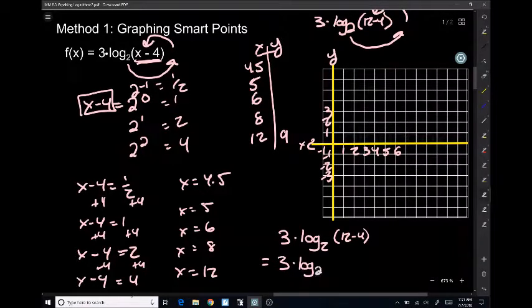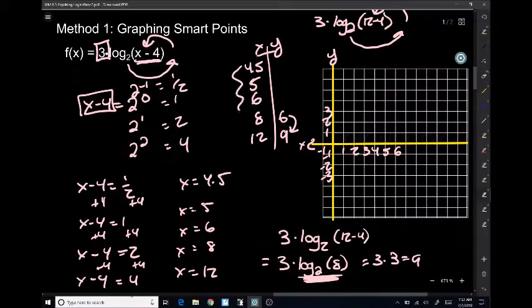I'm doing log base 2 of 8. Well, for this, the question is 2 to what power equals 8, and that's 3, and 3 times 3 is 9. We plug in 8. 8 minus 4 is 4. Log base 2 of 4 is 2. 2 times 3 is 6. And this number here will be the change along this y side of the graph.